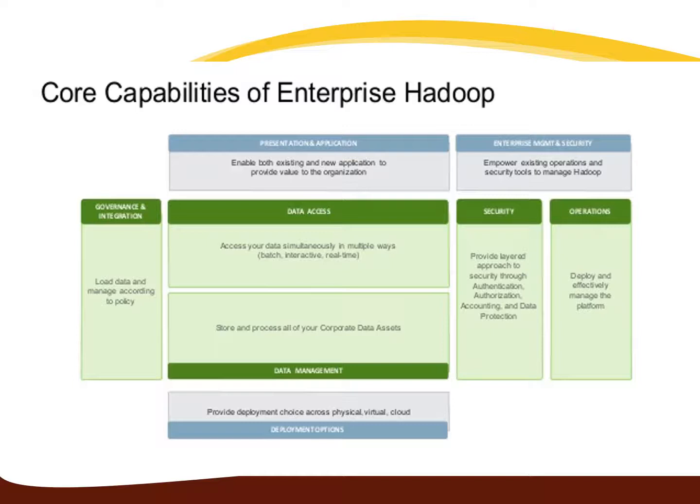This is a diagram of the core capabilities of enterprise Hadoop. It shows how Hadoop can help large organizations deliver an enterprise data lake. It's showing governance and integration. This is how it loads the data and manages it according to its policy, and enables both existing and new applications to provide value to the organizations.